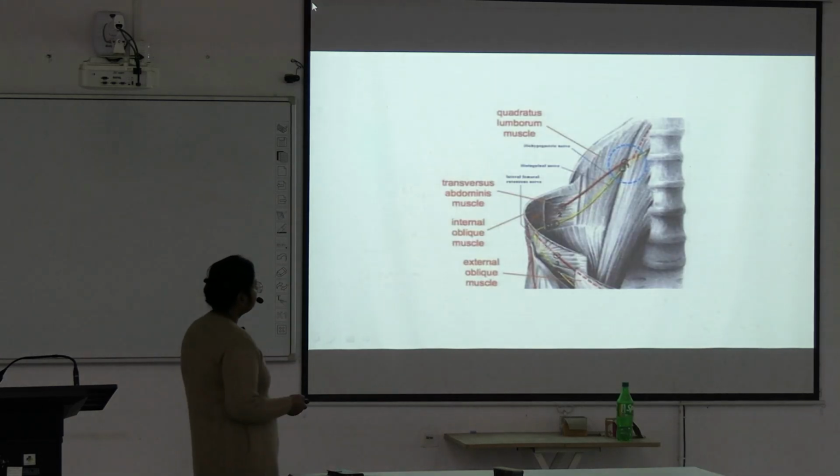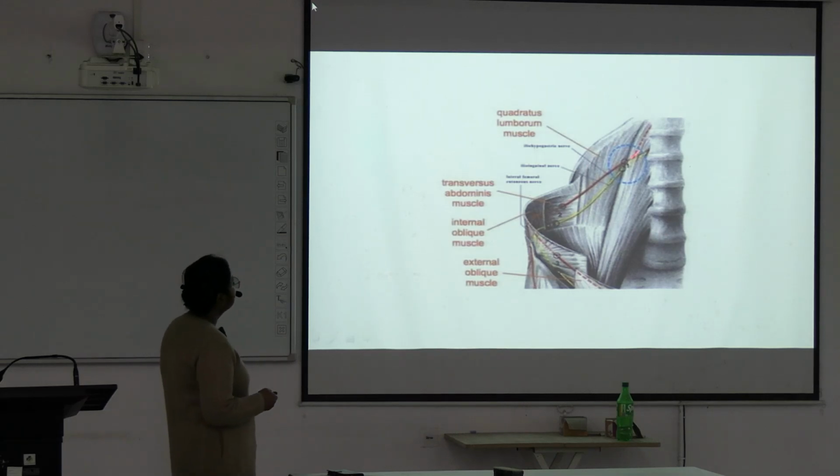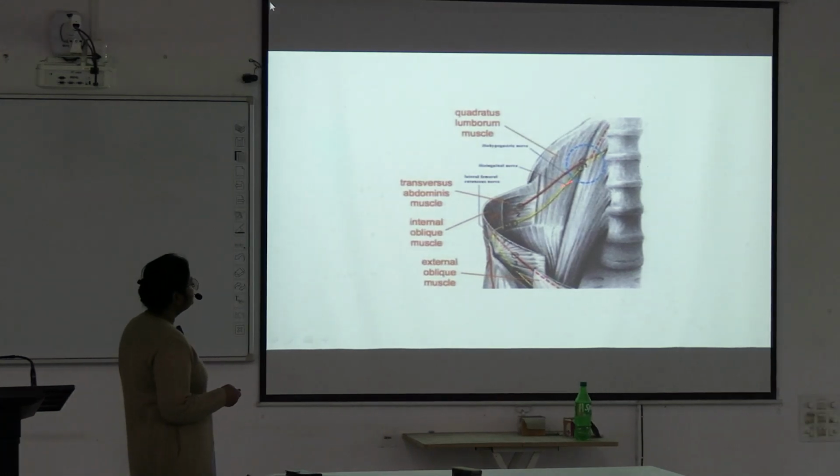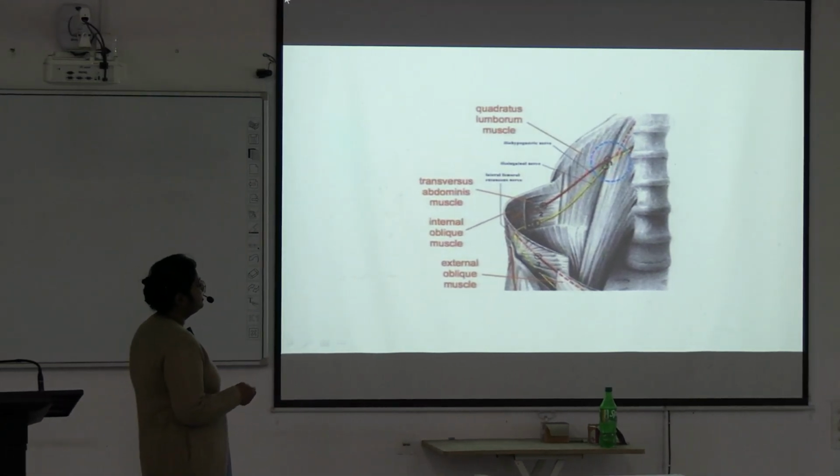Next, see here. This is quadratus lumborum, this is psoas major, and here are the flat muscles of the abdomen. Okay, transversus abdominis, internal oblique, external oblique. So this nerve comes out from the lateral margin of psoas major because the lumbar plexus lies within the psoas major. This upper one is the iliohypogastric nerve, crossing across the quadratus lumborum, then lying between transversus abdominis and internal oblique, and then piercing through these muscles, becoming cutaneous, anterior and lateral cutaneous.